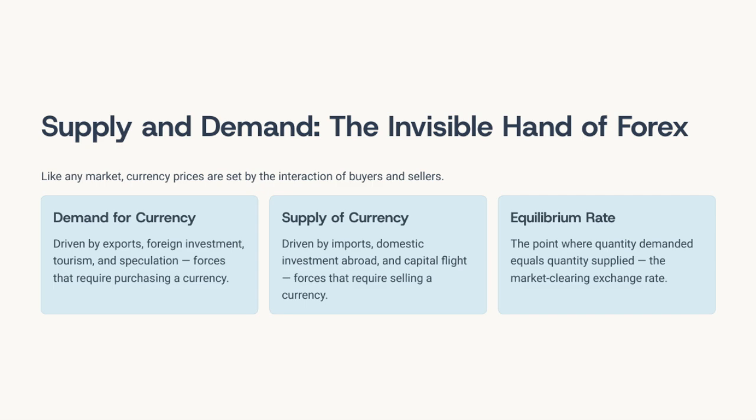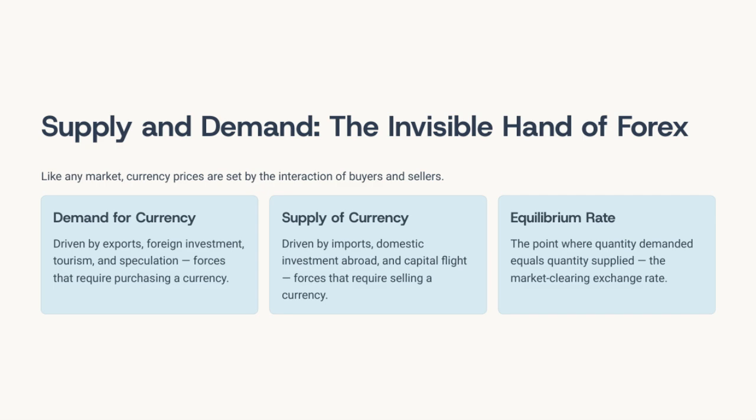When a country imports goods or invests overseas, they need to exchange their currency for foreign currencies, increasing the supply. Similarly, capital flight involves moving money out of the country, which also adds to the supply of currency.